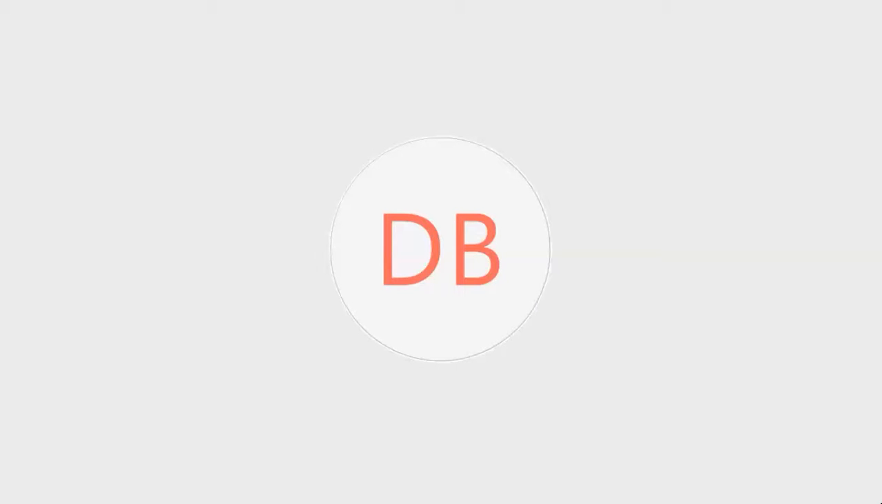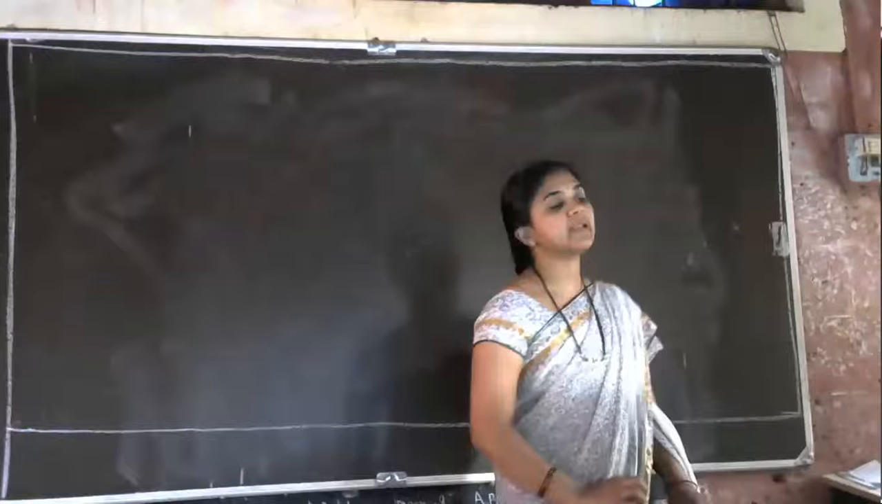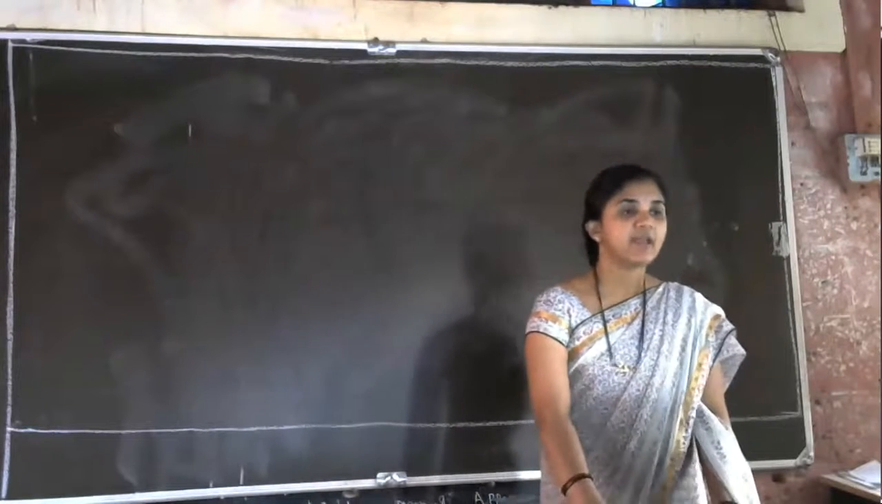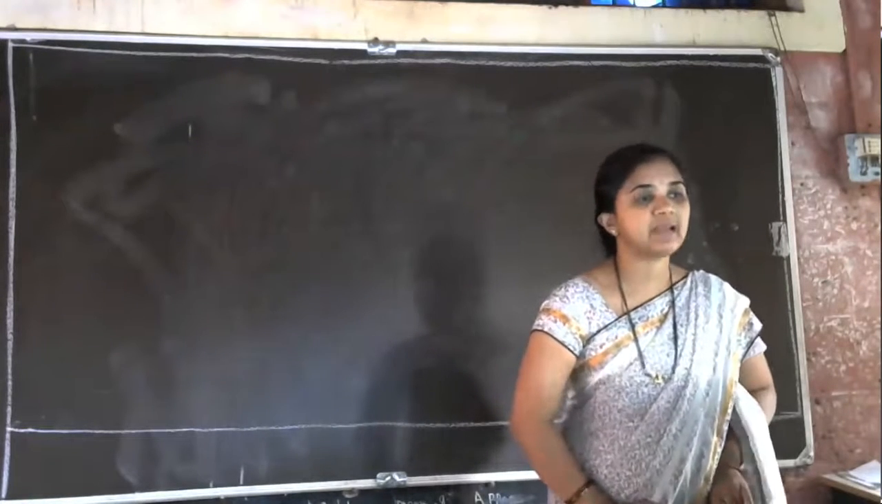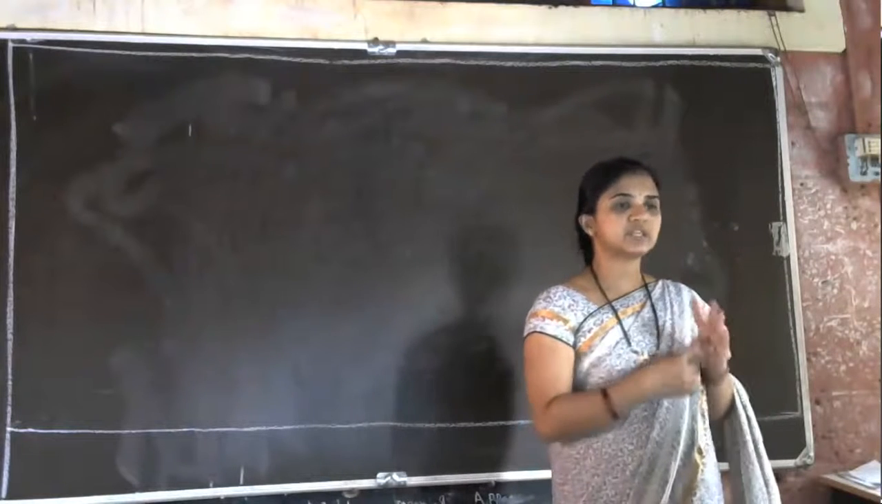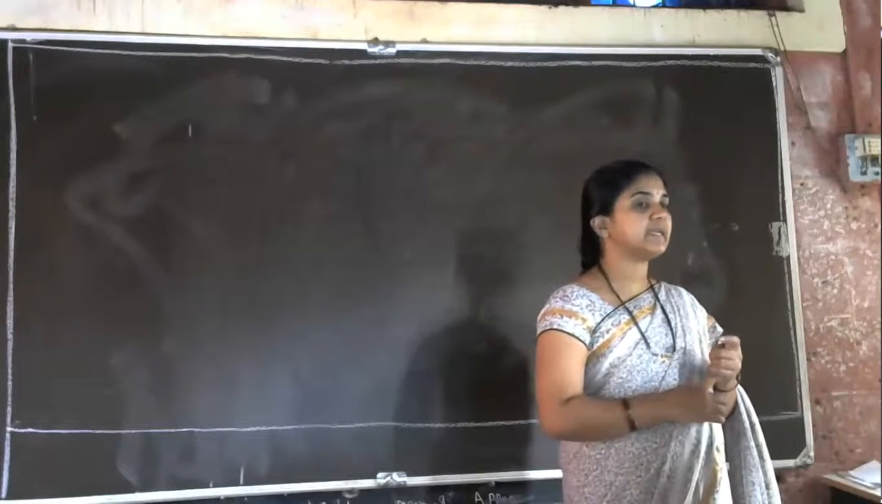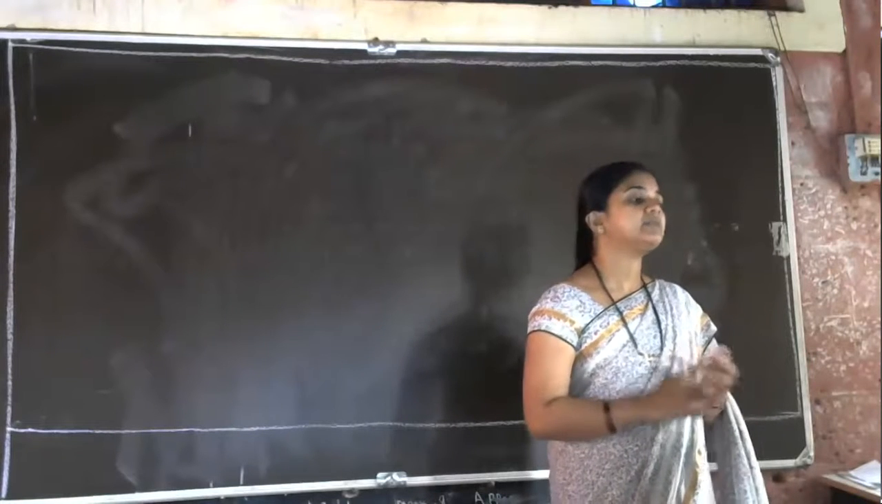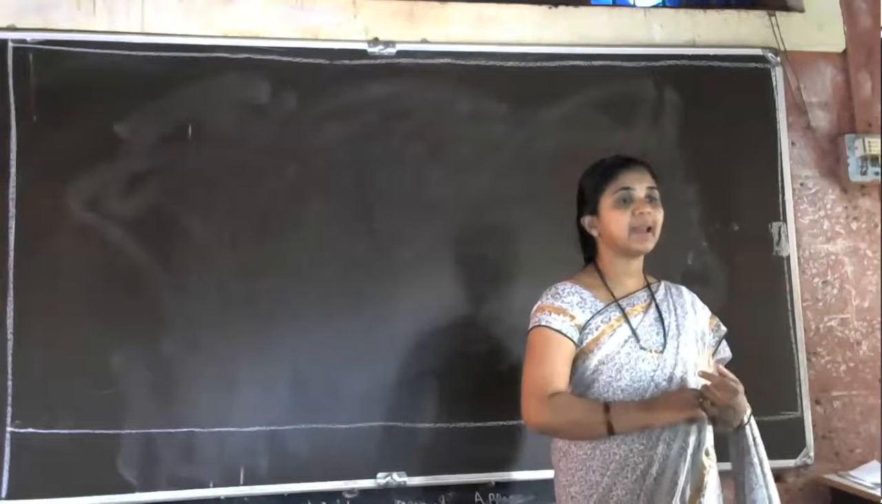Good morning, everyone. In this class, we are going to discuss the problems related to AA similarity criteria, SSS similarity criteria, and SAS similarity criteria. Yesterday we discussed the criteria for similarity of a triangle. The first criterion is AA similarity criteria. The second is SSS similarity criteria. And the third one is SAS similarity criteria.